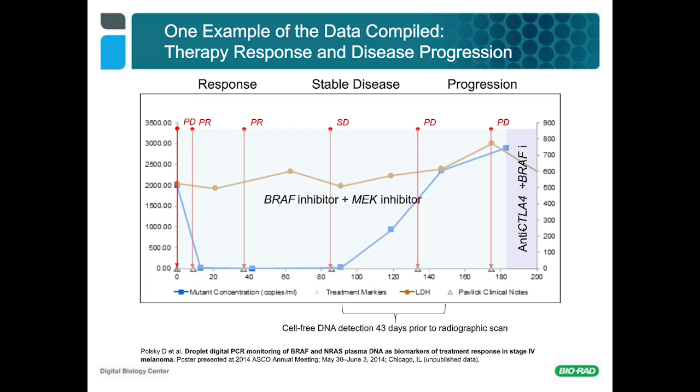In 92% of plasma samples, changes in DNA levels trended with disease status as evidenced by radiographic scans. Though much work still needs to be done, this study and others like it show promise for monitoring residual disease and recurrence using ddPCR.